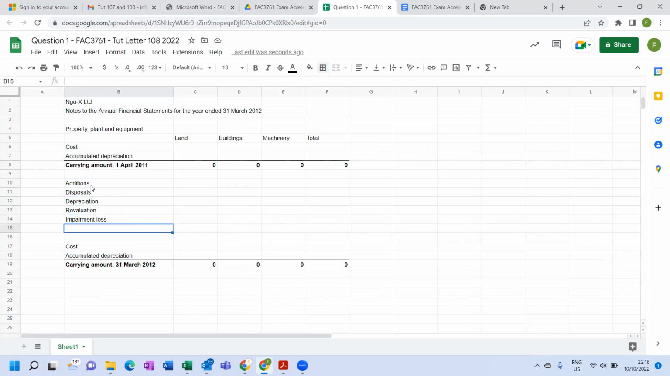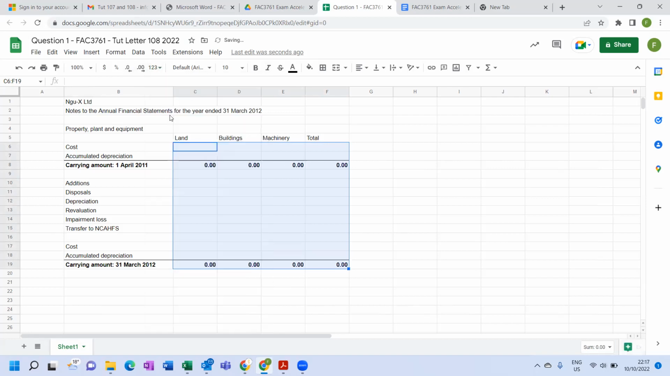Then in our case, we have another line item called transfer to non-current assets held for sale. I'm using shorthand. You'll have to write the full term out: non-current assets held for sale. So that's basically what will come through over here. So now let us start.